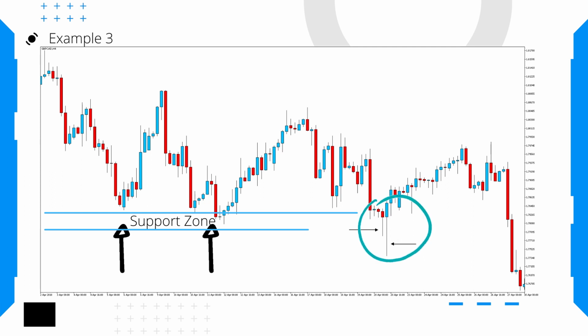Again, it's important that you practice to see these patterns on a chart. So at your own free time, just open a chart, try to spot these patterns, then you'll realize that your trading improves.